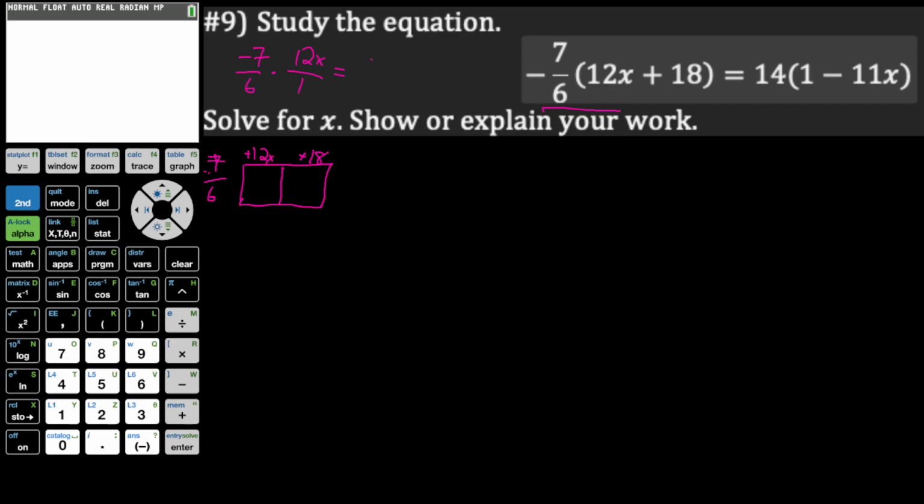I have negative 7 times 12 is negative 84 over 6, because 6 times 1 is 6. And then I would divide that out, and I should end up with negative 14. Sorry, this is x and x. So I'm going to say this is negative 14x. Same kind of idea, multiply it carefully, and this is negative 21.